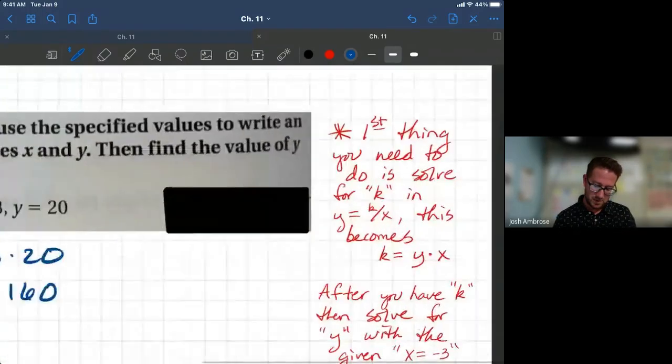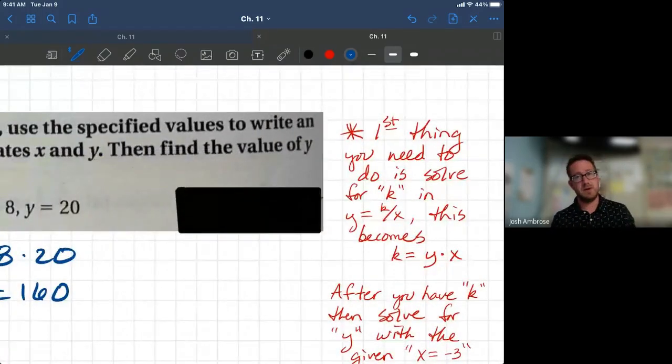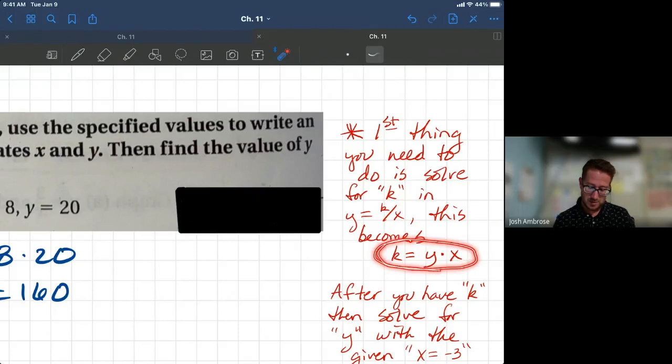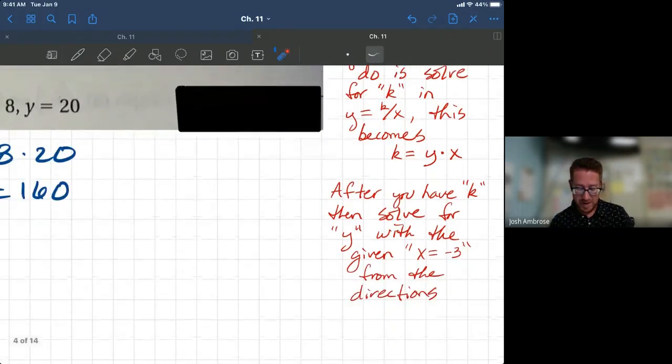Yes, we're using inverse variation. We'll zoom back in over here. Y equals k over x. But I've already now switched it around for you. So if I ever say, hey, solve for k, when you're using inverse variation, this is what you're doing. K equals y times x. Step 1. Now, step 2, after you have k, solve for y with the given x equals negative 3.